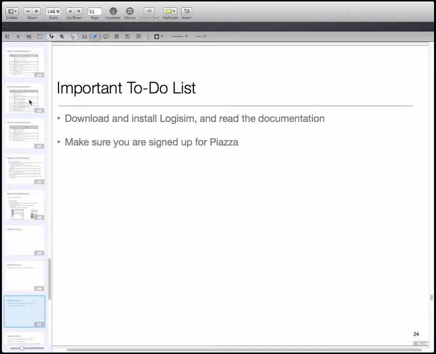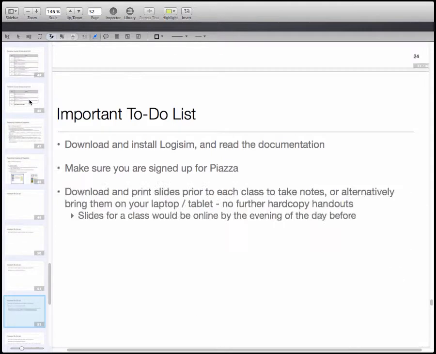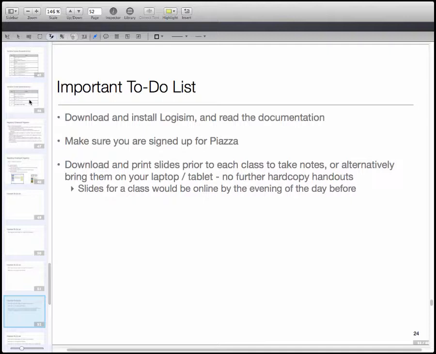Make sure you are signed up for Piazza. That means activate the account, go there, and make sure you set your mailing preferences so that you get the emails frequently enough. Download and print slides prior to each lecture so that you can take notes, or you can bring your laptop or tablet.